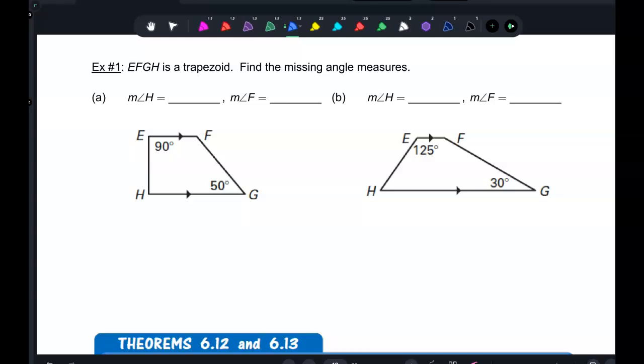Okay, let's take a look. EFGH is a trapezoid. Find the missing angle measures. Okay, so again, figure out which ones are the parallel lines. So if this is 90, this has to be 180 minus 90. So angle H is 90 degrees. On the other side, if this is 50, right? So again, these 2 have to add up to 180. So if I do 180 minus 50, that's going to give me 130 degrees at the top. So this will be 130.